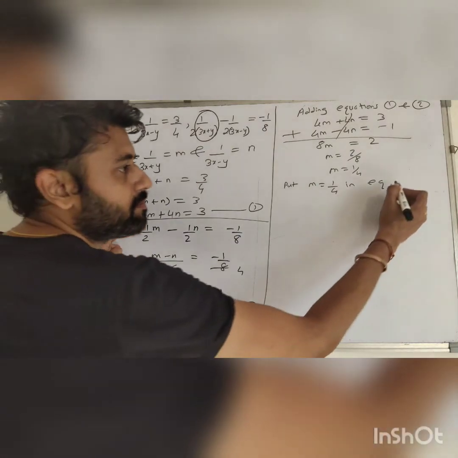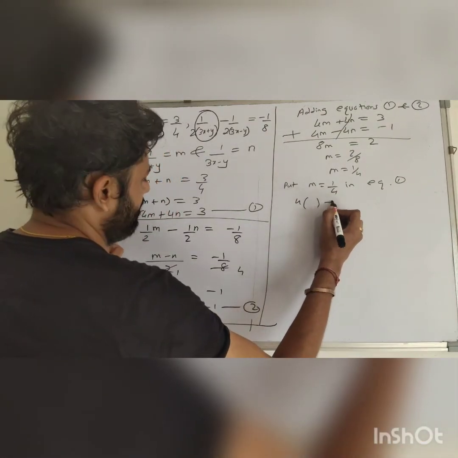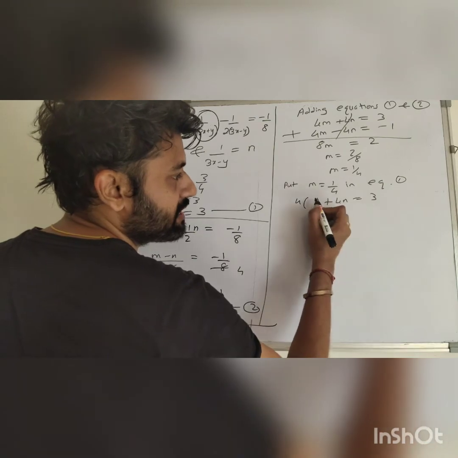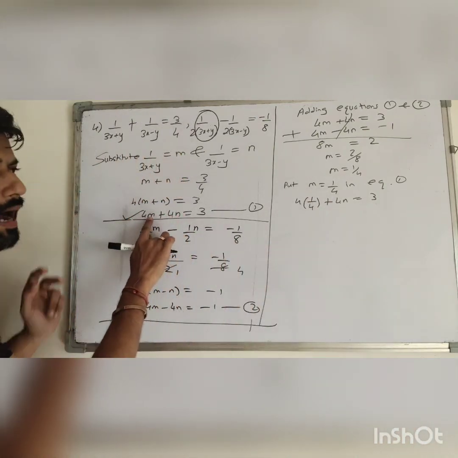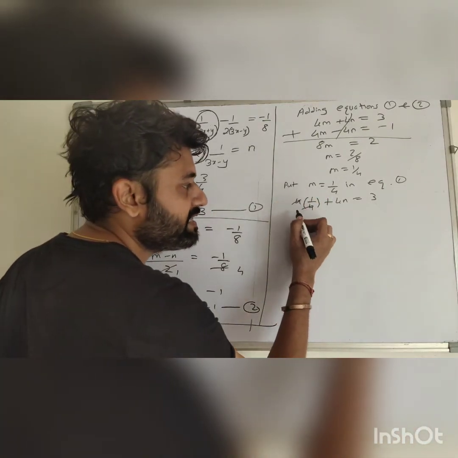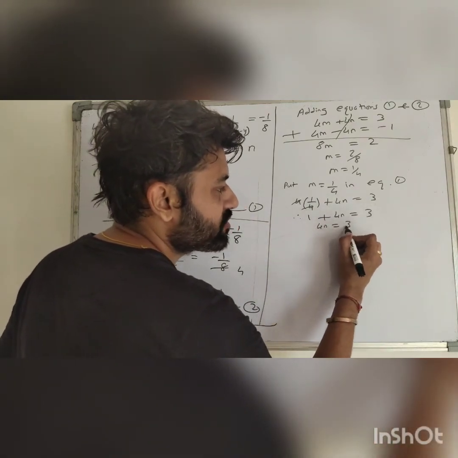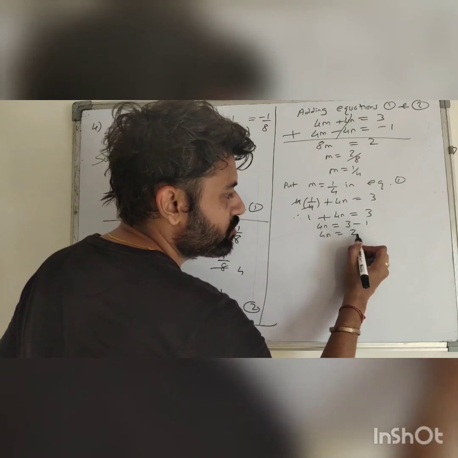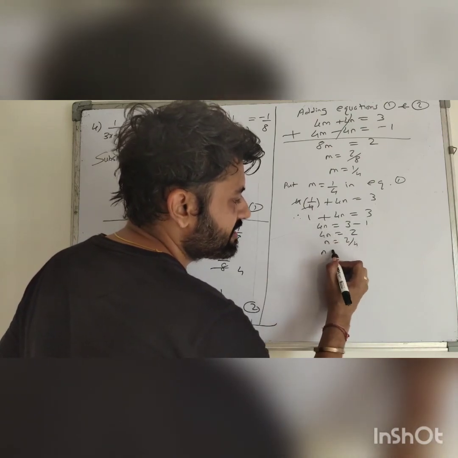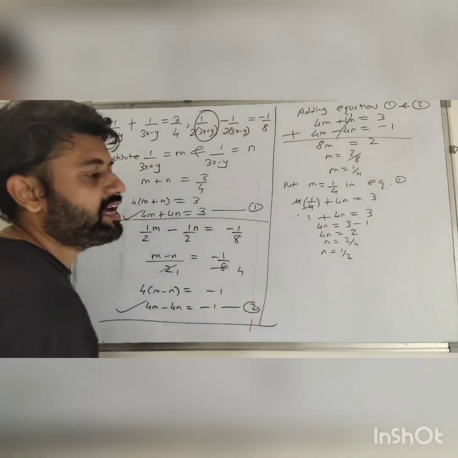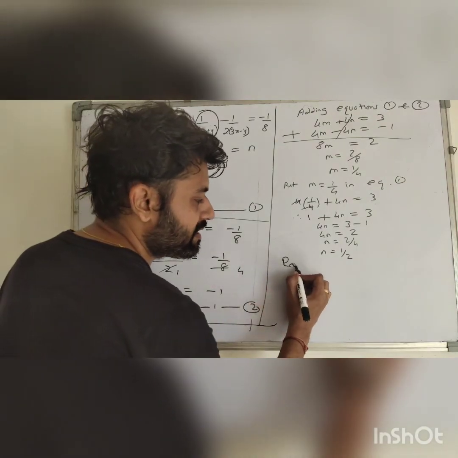Say 1. 4m plus 4n is equal to 3. Here in place of m, I am putting the value 1/4. 4 gets cancelled. You get 1 plus 4n is equal to 3. 4n is equal to 3 minus 1. 4n is equal to, you get 2. n is equal to 2/4. n is equal to 1/2. This is not the final answer. Remember, resubstitute.